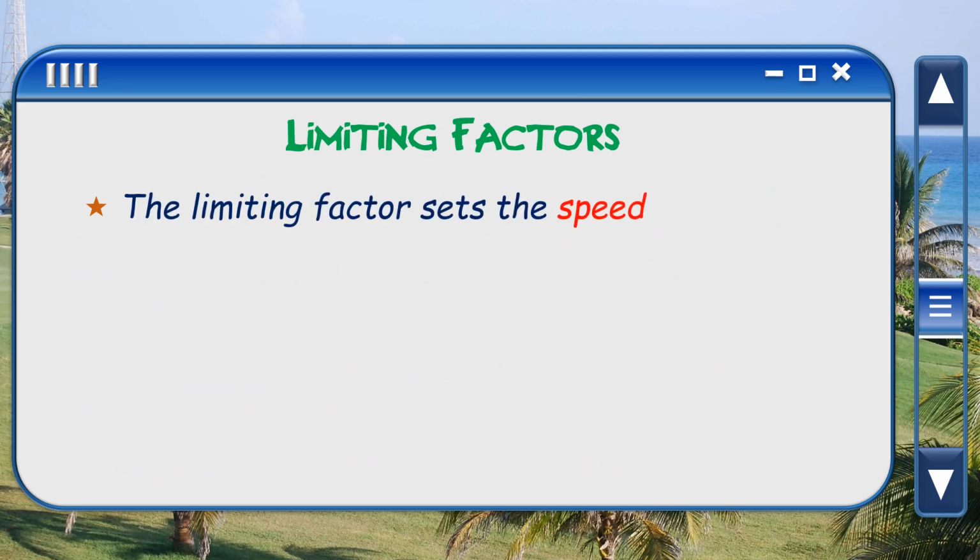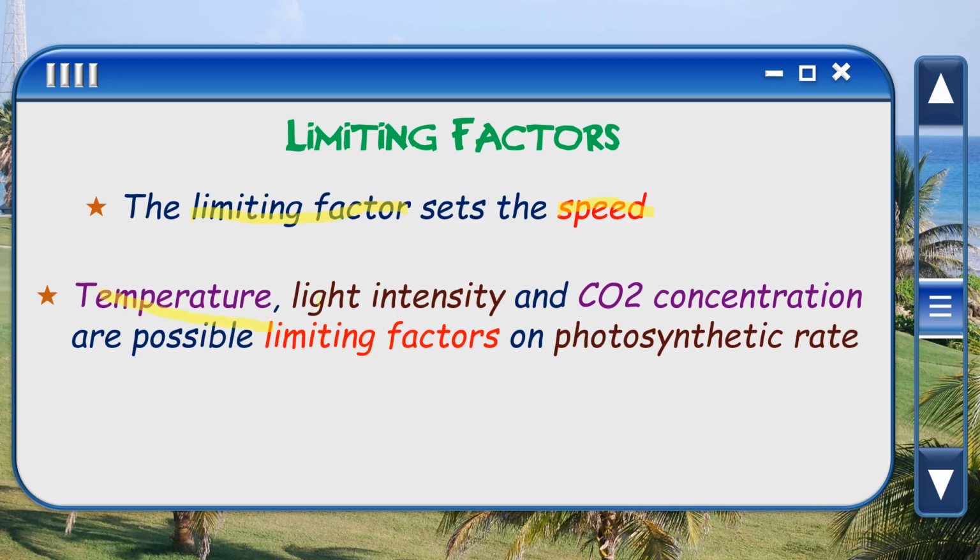Limiting factors set the speed. The limiting factor is the one that sets the speed. For example, we have temperature, light intensity, and carbon dioxide concentration. If the temperature is high enough and light intensity is enough, but carbon dioxide concentration is low, then the low carbon dioxide concentration is going to be the limiting factor, and it is the one that is going to set the speed of the reaction. Temperature, light intensity, and carbon dioxide concentration are the possible limiting factors on photosynthetic rate.